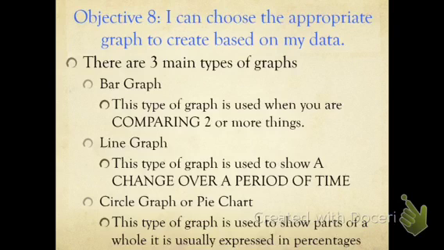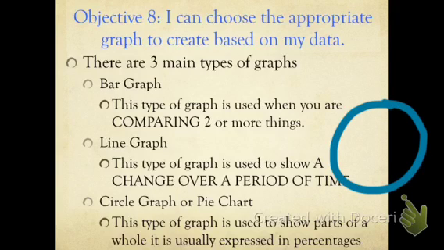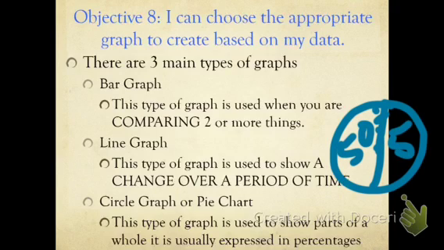And the last thing that we need to know is when to use a circle graph or a pie chart, and that is used to show parts of a whole. So anytime you have 100% of something or 100 people, okay, let's say 50% of students love science and the other 50% love language arts because nobody likes math.